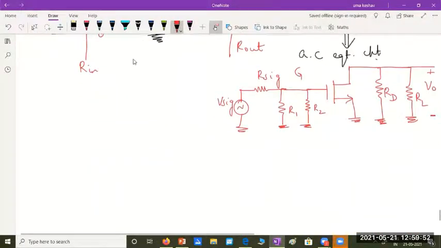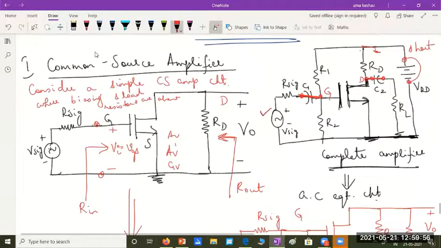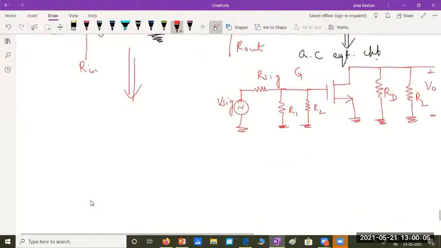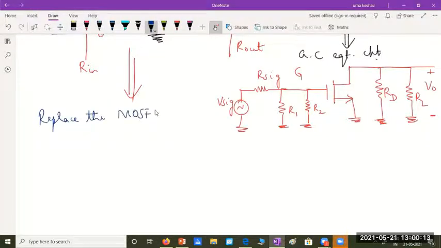Okay. So you just say already this is the AC equivalent circuit, so you need not write again separately. We have considered a very simplified circuit already. So what should I do next? I'll say, replace the MOSFET with its equivalent small signal model.